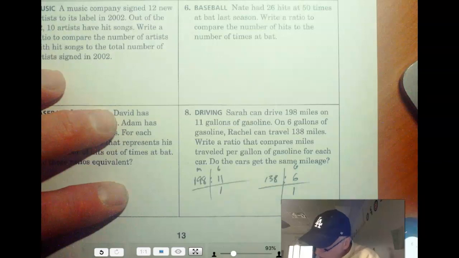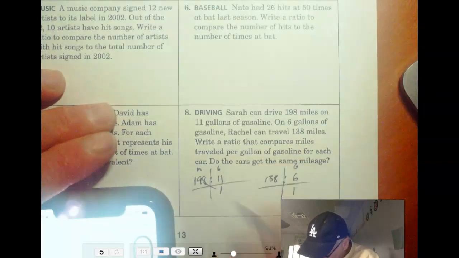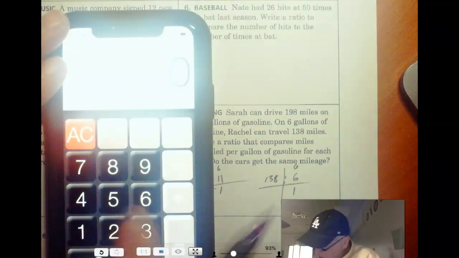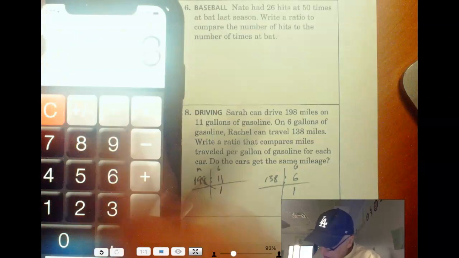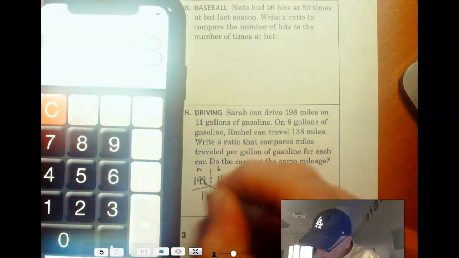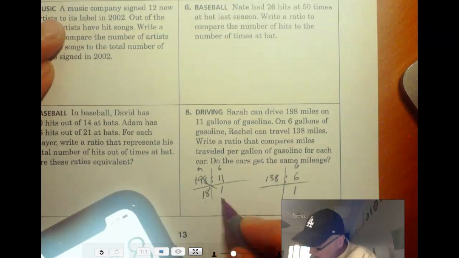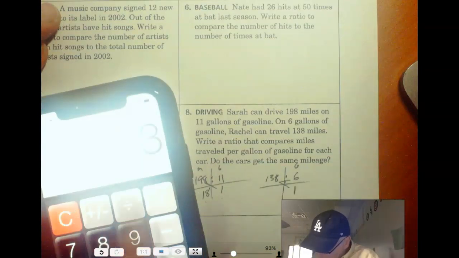So what we're going to do is multiply diagonally. 1 times 198 is 198. And then we're going to divide. I have my calculator up there so you can see. 198 divided by 11. This one gets 18 miles per 1 gallon. Whereas this one over here, it's going to be 138 divided by 6. This is 23.